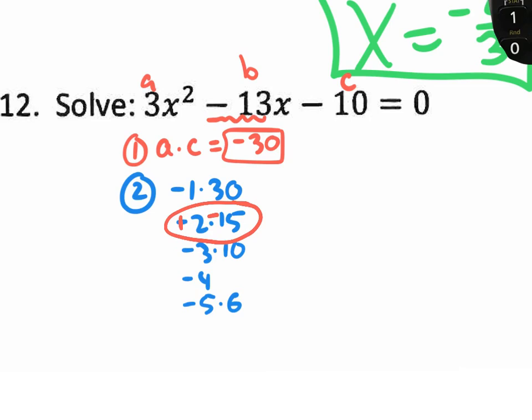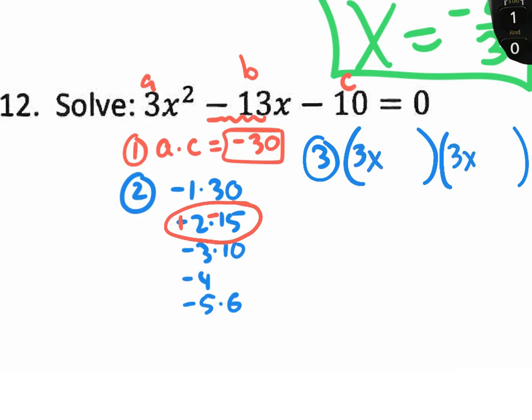Does anybody remember step 3? Step 3 is where you set up your parentheses and you put an AX right in there. What is AX? In this case, it is 3X and 3X. Remember, A and X. So AX, which is 3X in this case. Now, what do we put in those blank spots? The negative 15 and the positive 2. The positive 2 and the negative 15. All right, so we have done step 3.